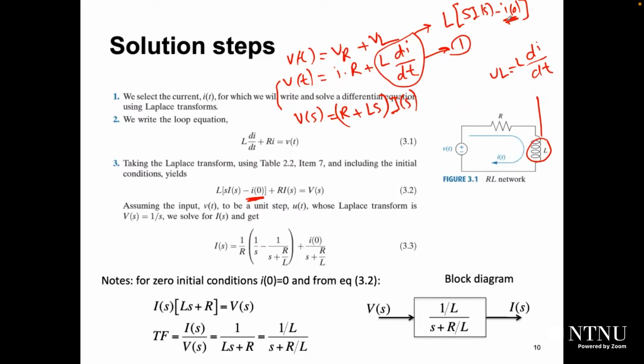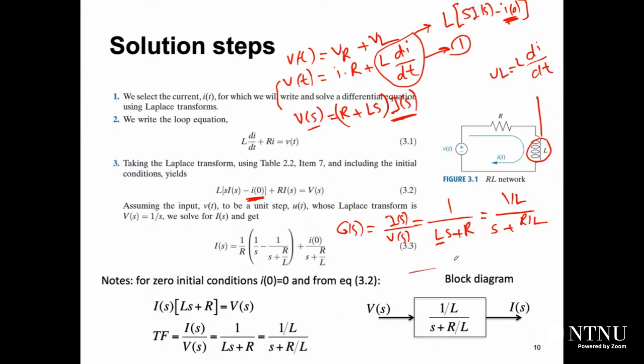So now I need to get the transfer function. The transfer function will be I of s divided by V of s. So I can say that G of s equals I of s divided by V of s. So it will be 1 divided by Ls plus R. If you want to make it more beautiful, divide by this L. So it will be 1 divided by L, divided by s plus R divided by L.